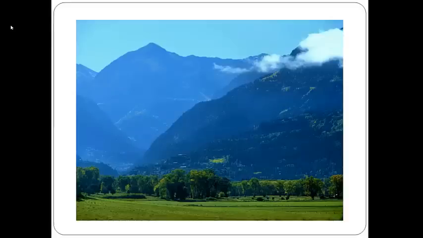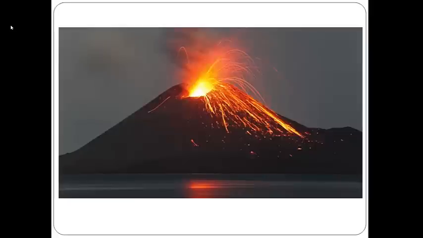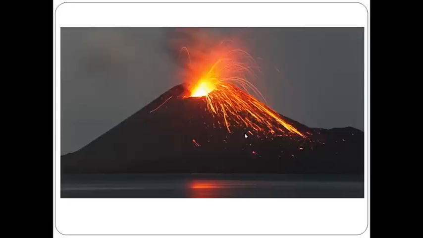All over the Earth we have hills, valleys, mountain ranges. How did they get there? And volcanoes, the spilling of lava out of the center of the Earth.